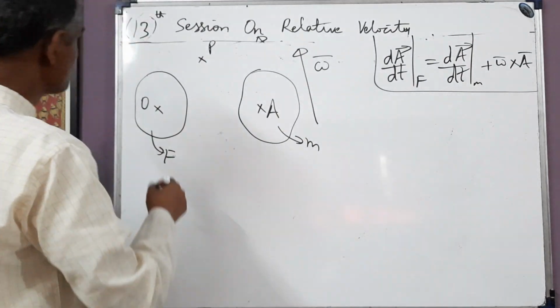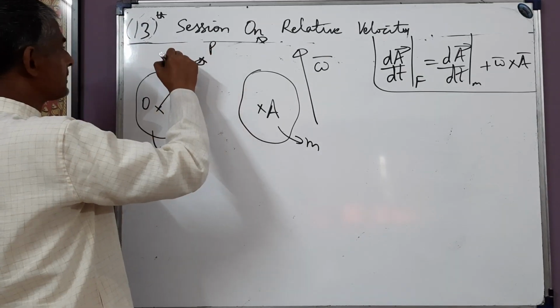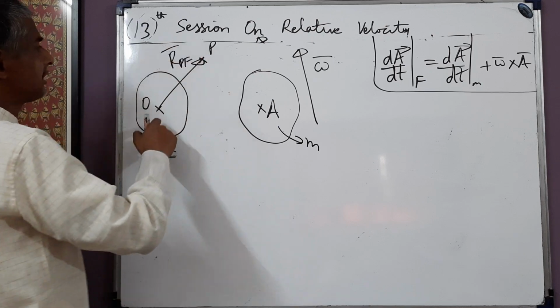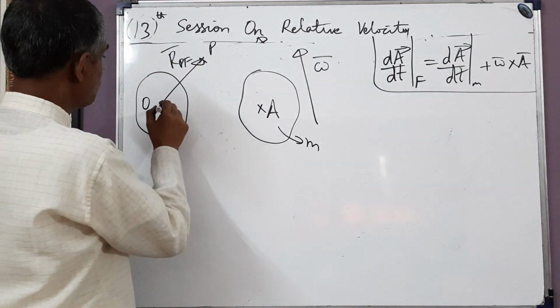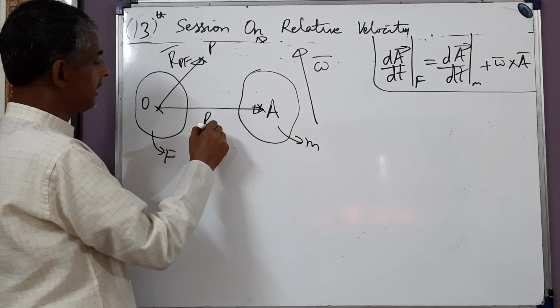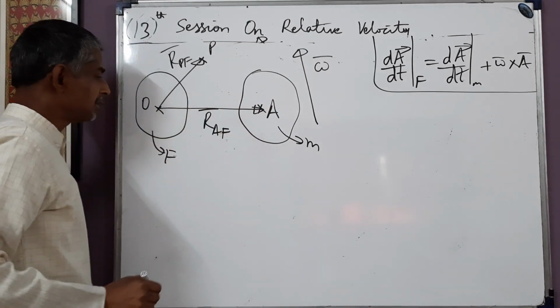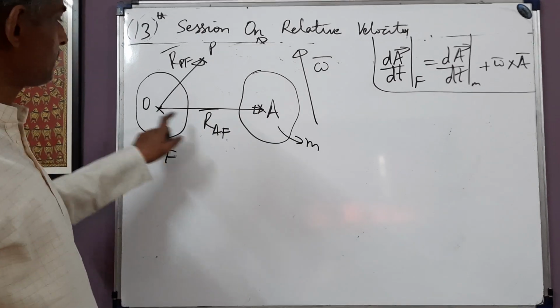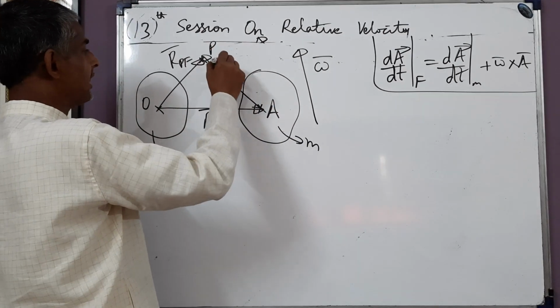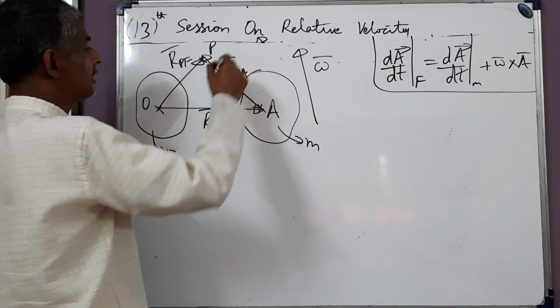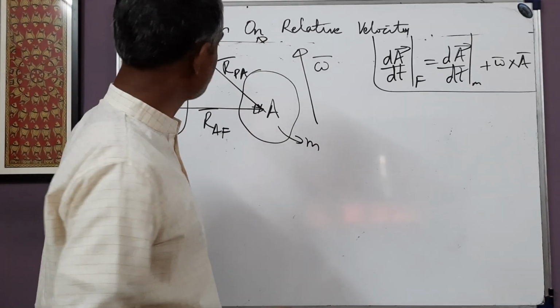The vector from O to P is RPF. This is the position vector of P at time t. O to A is RAF, which is the position vector of A with respect to O in frame F at time t. And A to P is RPA, the relative vector from point A to point P at time t.